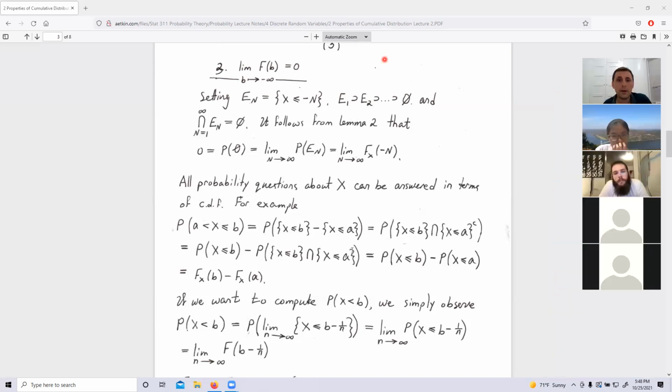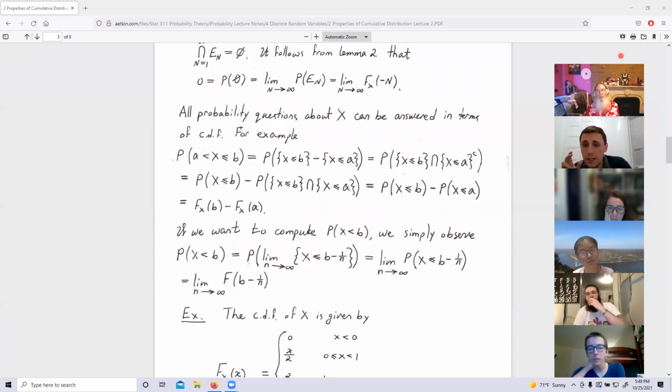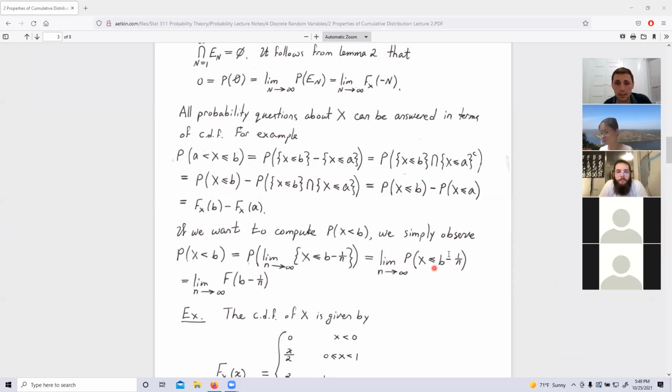So what about this situation, guys? Suppose we want to know what's the probability that x is less than b. Notice there is not less than or equal to, right? So what do? Well, if I have my cumulative distribution, I simply take x less than or equal to b minus 1 over n, and I push n to infinity. Because what do I create here? I create a sequence of increasing sets, E1, E2, E3, and they increase to the set x less than b, right? And what I get is this limit. And in theory, I can evaluate it.